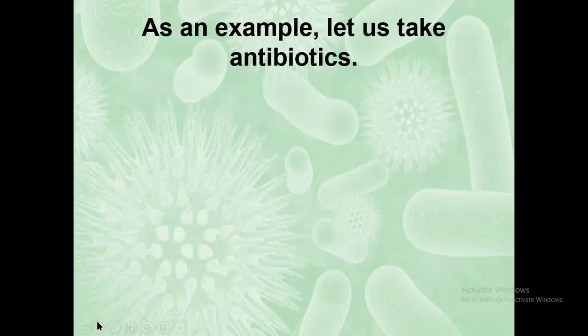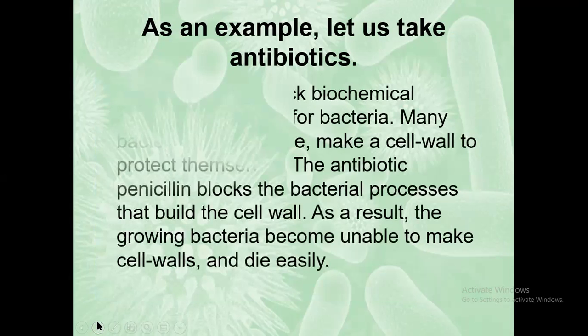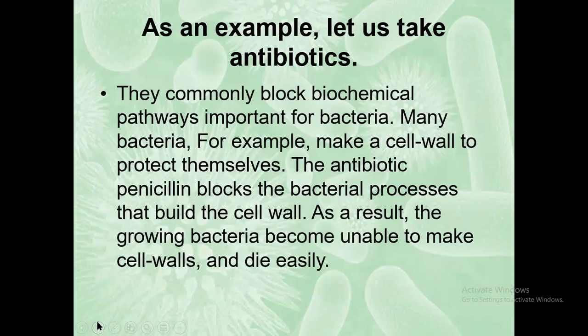As an example, let us take antibiotics. If symptoms of the disease are there, then we have to take antibiotics. What are these antibiotics? They block biochemical pathways important for bacteria. Many bacteria, for example, make a cell wall to protect themselves. Antibiotics like penicillin. Penicillin is an example of an antibiotic.